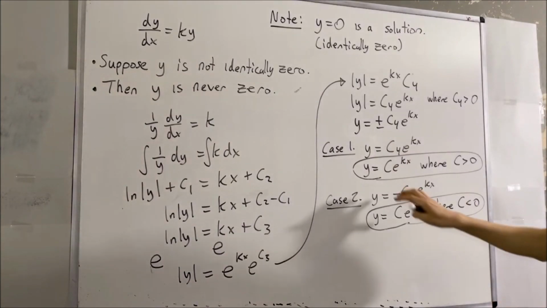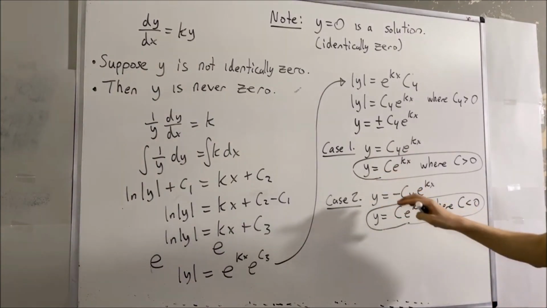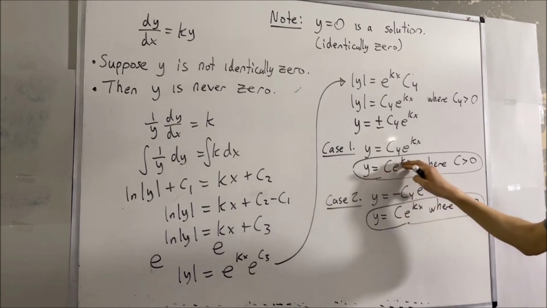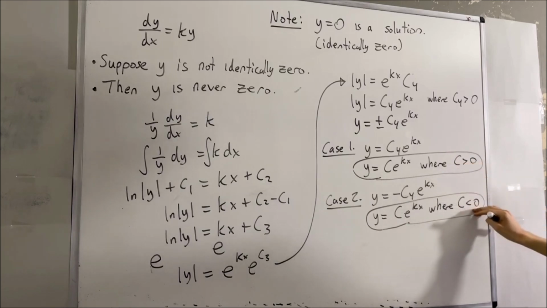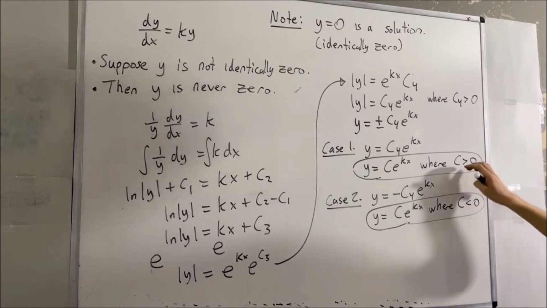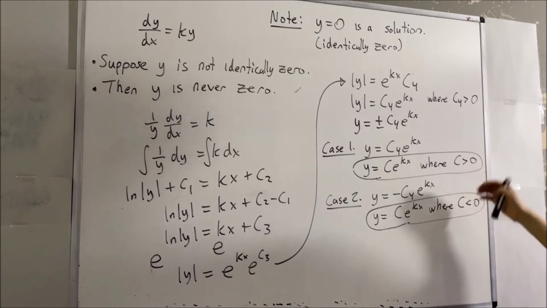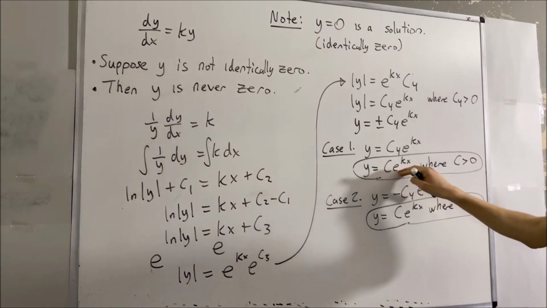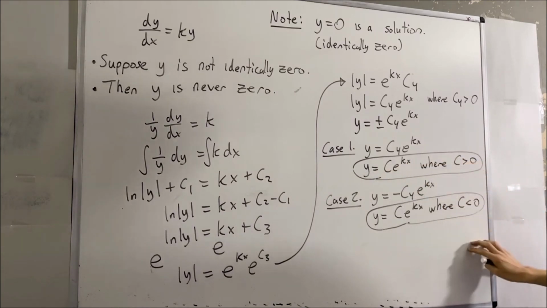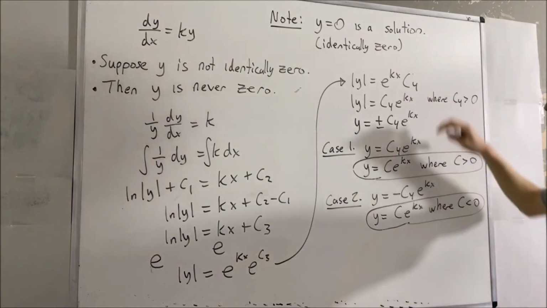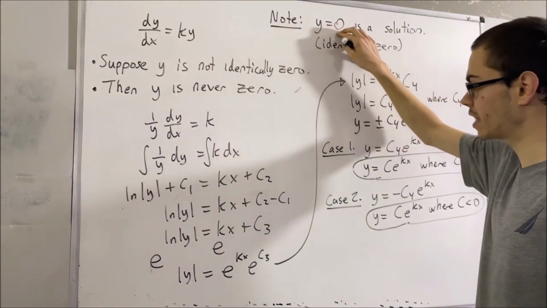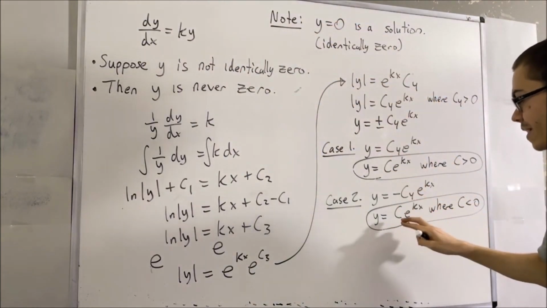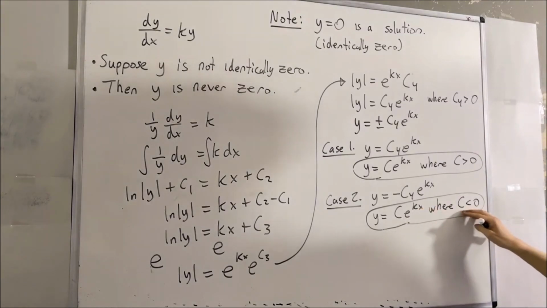Notice in each case, we have the same formula. So in general, y is equal to c e to the kx, where c is any constant that is either greater than 0 or less than 0. Unfortunately, there is no case where c could be equal to 0, because then we would be able to say y is equal to c e to the kx, where c is any real number. But luckily, we know that y identically 0 is also a solution. Saying y is identically 0 is another way of saying y equals c e to the kx, where c equals 0.